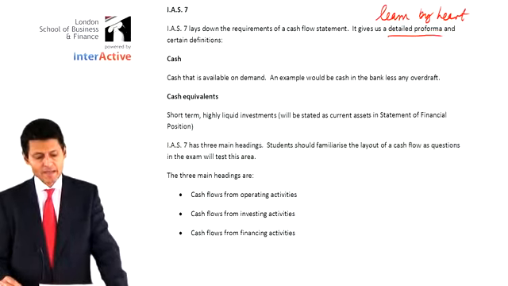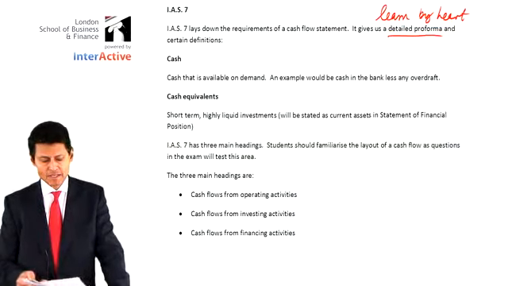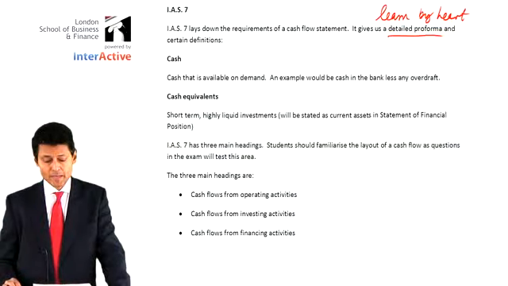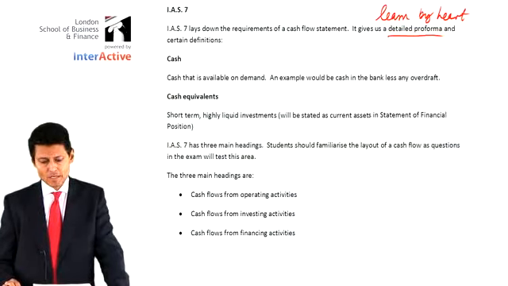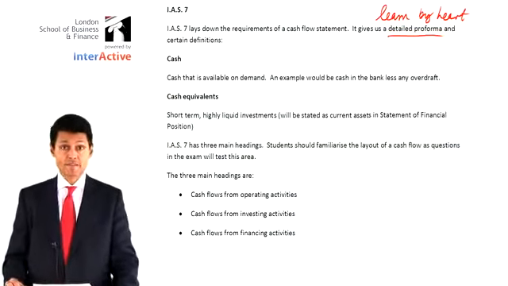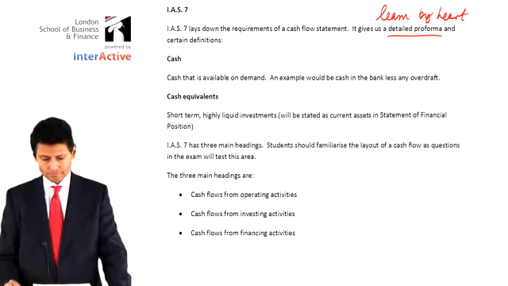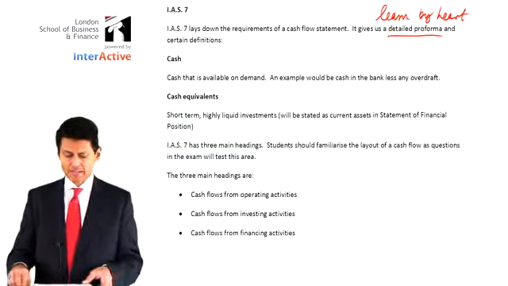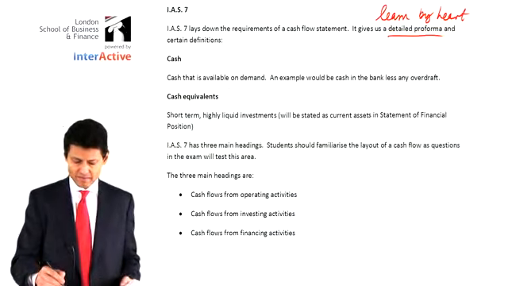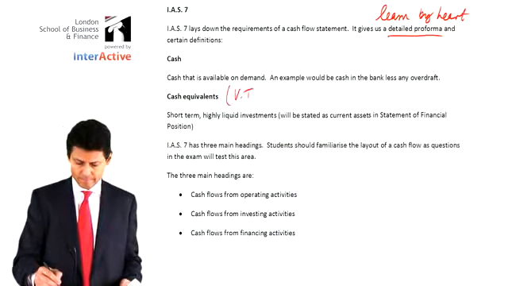What's next? Cash is cash that is available on demand. Here are some definitions. An example would be cash in the bank less any overdraft. So don't forget to look for the overdraft when you're trying to work out the overall cash position. Cash equivalents, I'm going to mark that very important. That could be just the kind of thing that throws you in the exam.